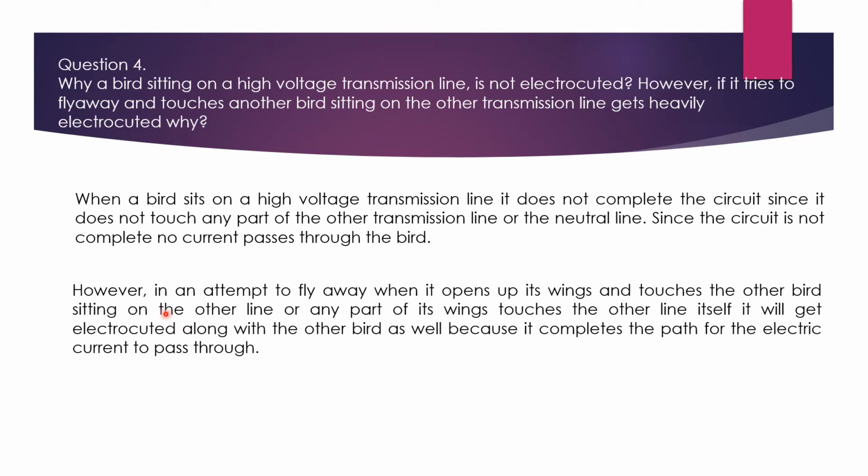However, if in an attempt to fly away, it opens up its wings and touches the other bird sitting on the other line, or any part of its wing touches the other line itself, it will get electrocuted along with the other bird as well, because it completes the path for the electric current to pass through the bird.